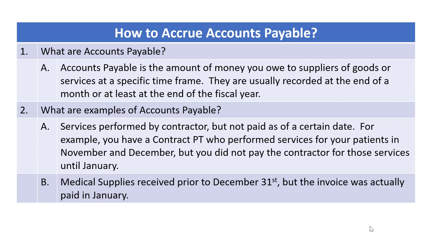What are some examples of accounts payable? Services performed by a contractor but not paid as of a certain date. For example, you have a contract PT who performs services for your patients in November and December, but you did not pay that contractor until January. Another example would be medical supplies that we purchased prior to December 31, but the invoice wasn't paid until January.